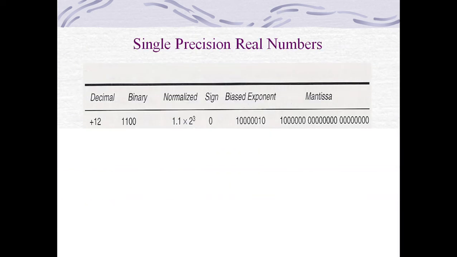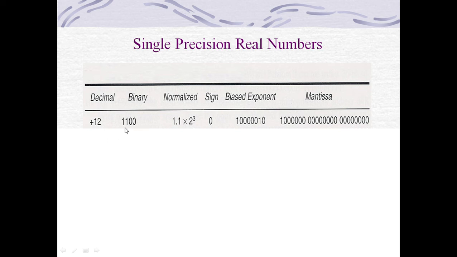Here are some examples where we have single precision real numbers. By single precision we mean 32-bit or 4-byte real numbers. So we have a decimal number plus 12, and we can store this plus 12 as a 32-bit single precision real number in the computer. To convert this 12 to a binary number, we divide it by 2, base 2. When 12 is converted to binary, it becomes 1100.